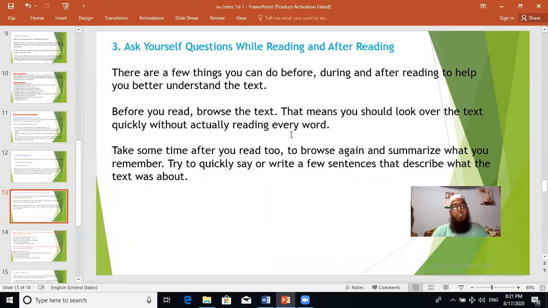That means you should look over the text quickly without actually reading every word. Take some time after you read too, to browse again and summarize what you remember. Try to quickly say or write a few sentences that describe what the text was about. Have you got it? So when you are reading, you have to think. At the first reading, you are reading quickly. You are not going to read every word, and you should take time after reading. Then read again and summarize what you remember, how much you can remember after the first reading of the text. You need to think. Try to quickly say or write a few sentences after the first reading that describe what the text was about.